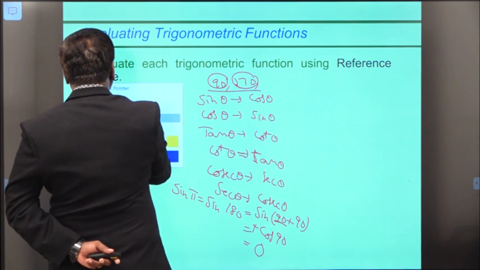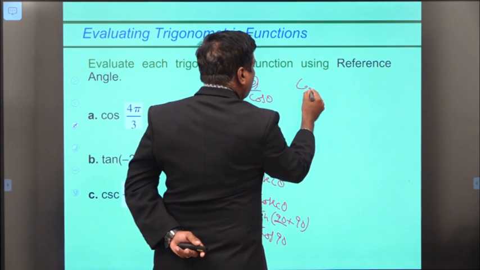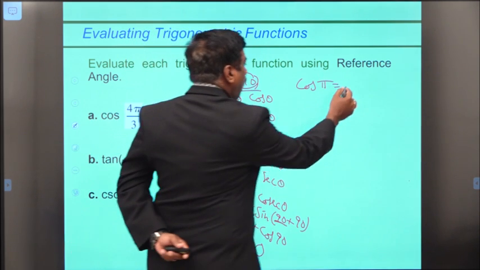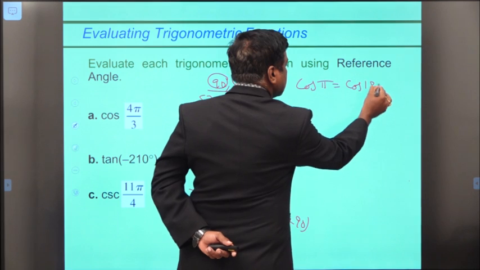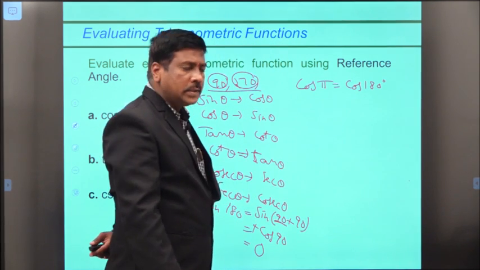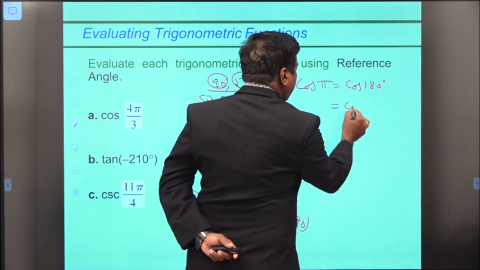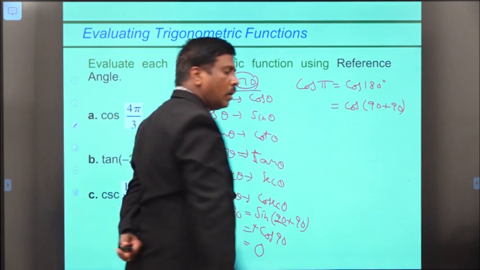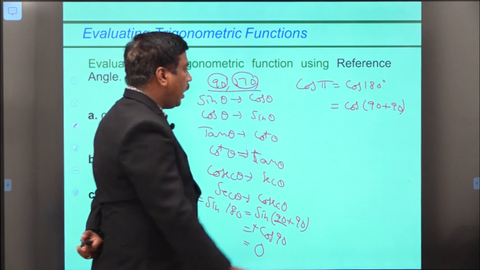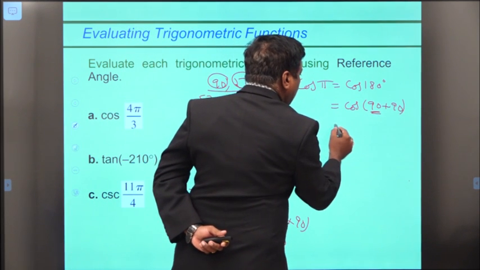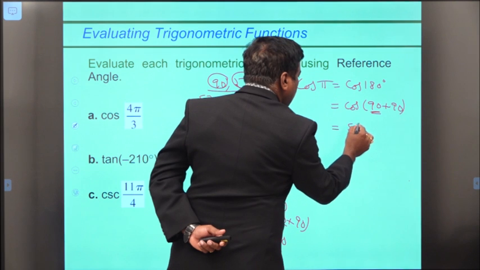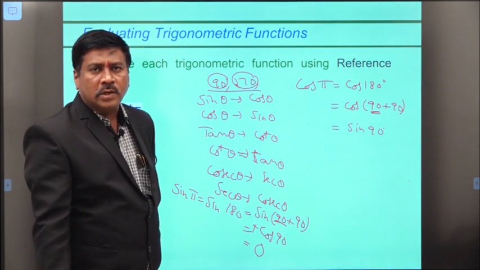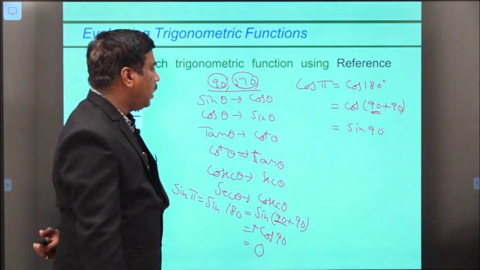In a similar way, we evaluate cos pi. Cos pi is cos of 180 degrees. Again we convert this to cos of 90 plus 90. At 90 degrees, cos will be changed to sin 90.